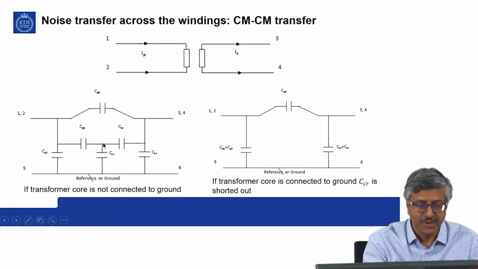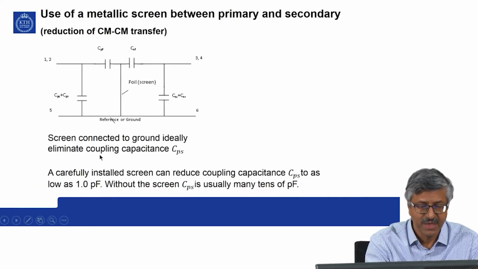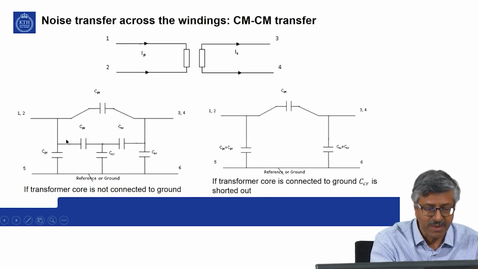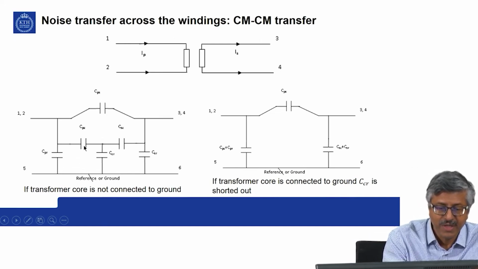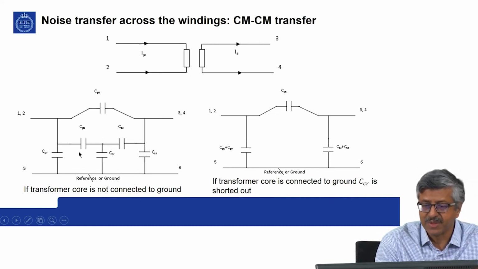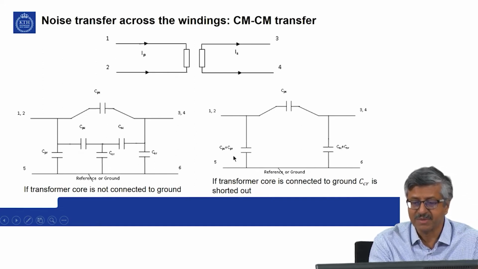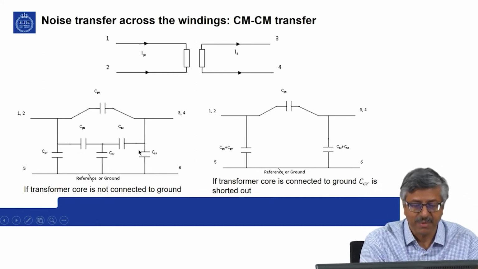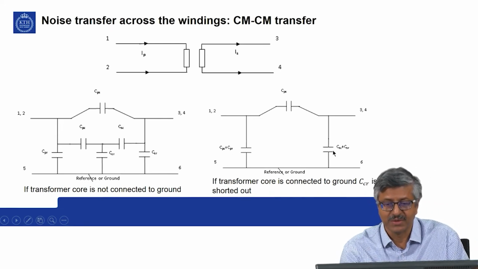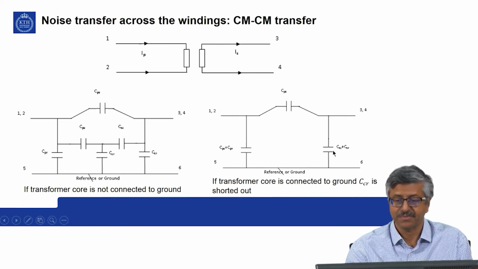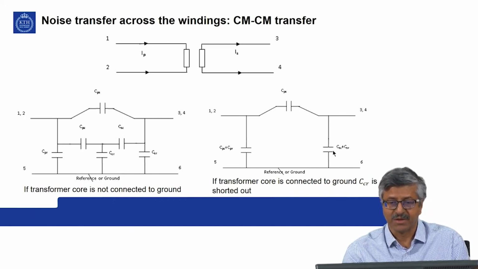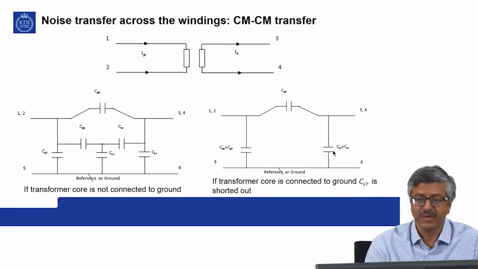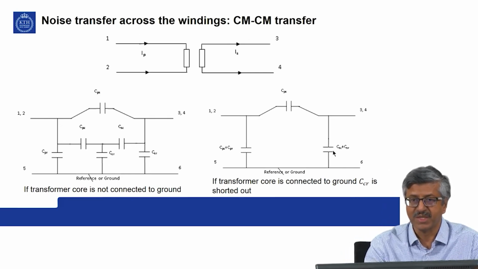Then if the core is connected to the ground, it shorts out this capacitance and it shorts out this capacitance also. So, you have these two capacitances in parallel now, CPC. So, you just add up those capacitances, CPC plus CPR. These two capacitances are in parallel, so you add them up. So, you get a network like this. And now you can analyze how much transfer of noise will happen from primary to secondary or secondary to primary in the case of common mode. So, this will be the circuit to be used.